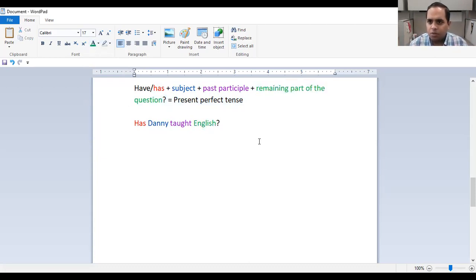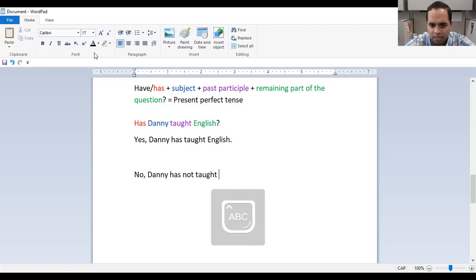When somebody asks you a present perfect question, there's two ways to respond. You can respond using present perfect positive or present perfect negative. The present perfect positive would be, yes, Danny has taught English. The present perfect negative, does anyone know what that would be? The present perfect negative would be, no, Danny has not taught English. Or, no, Danny hasn't taught English.